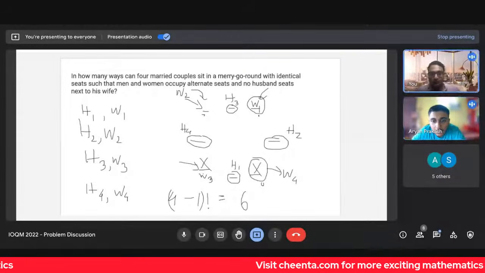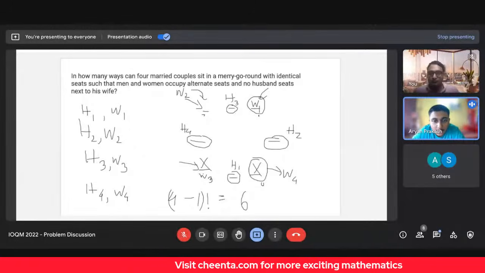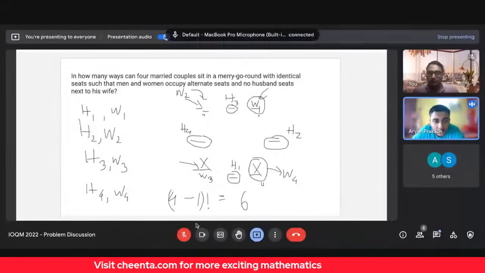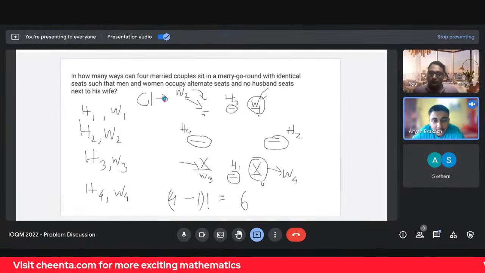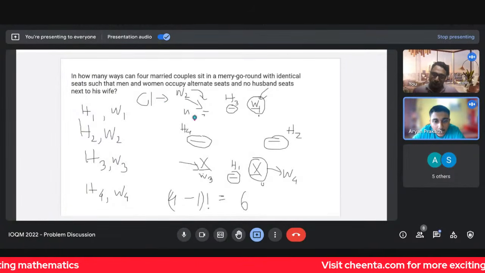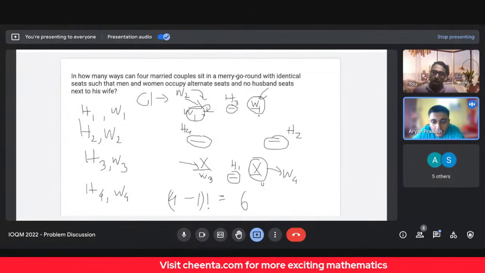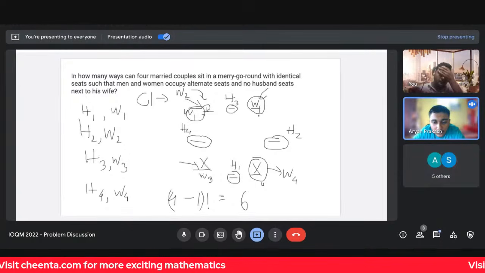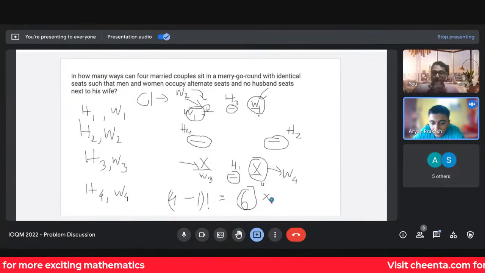The second case: if we assume W1 to be here, that was case 1. In case 2, which is exactly similar, you can assume W1 to be in this spot, and the argument is the same. This again forces W2, W3, W4 to be in exactly one position. So there are 6 choices for the husbands and only 2 choices for the women, leading to the answer of 12. This is the final answer.